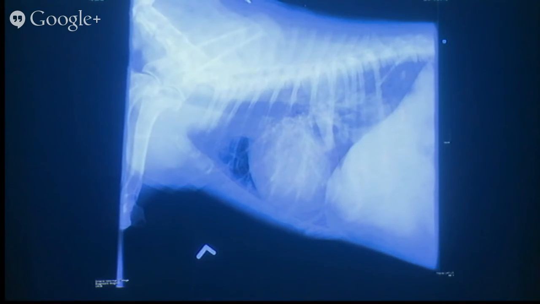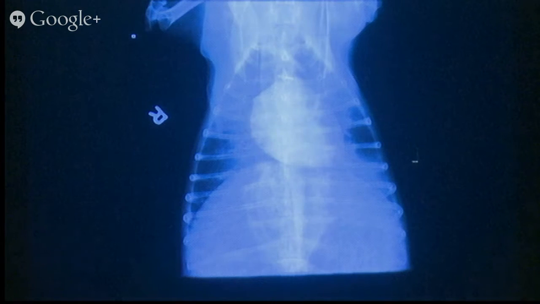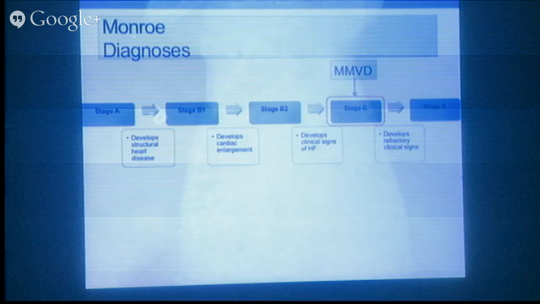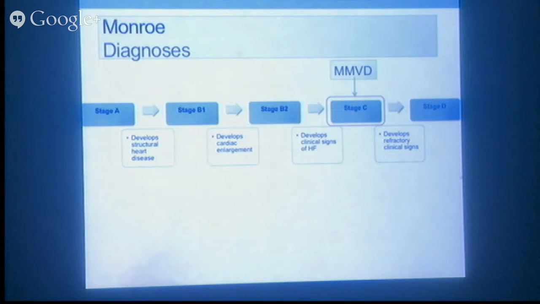And then if we look at our DV view, here's another dog that sort of likes to lateralize. So just because it lateralizes, don't think it can't be pulmonary edema. He likes the caudal left lobe too. He's got this increased opacity back here. Yes, he's abnormal here as well, but maybe not as much as back here. So we again have a stage C myxomatous mitral valve disease patient.